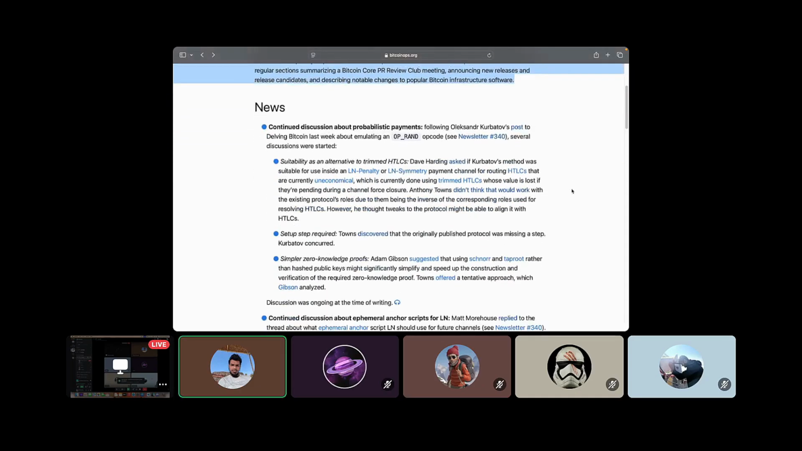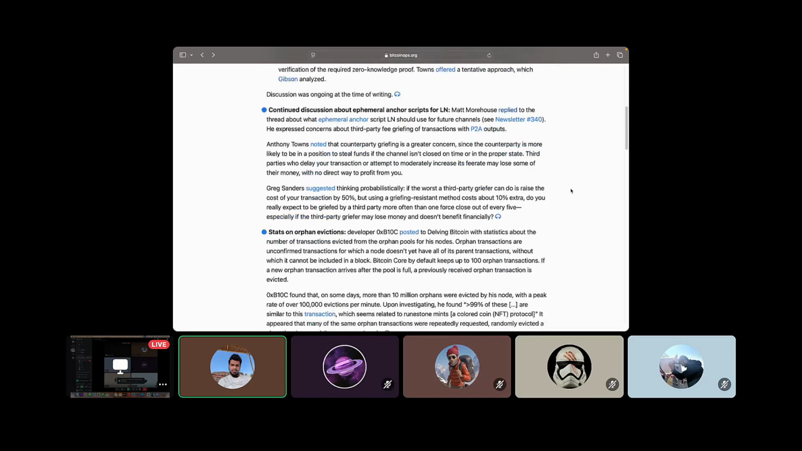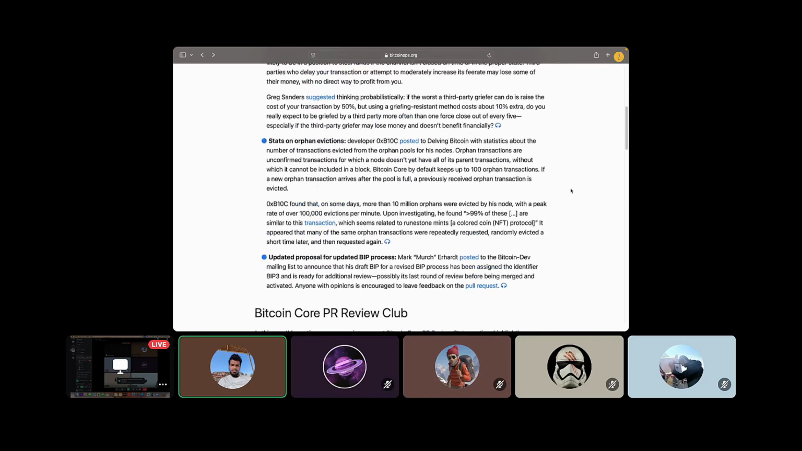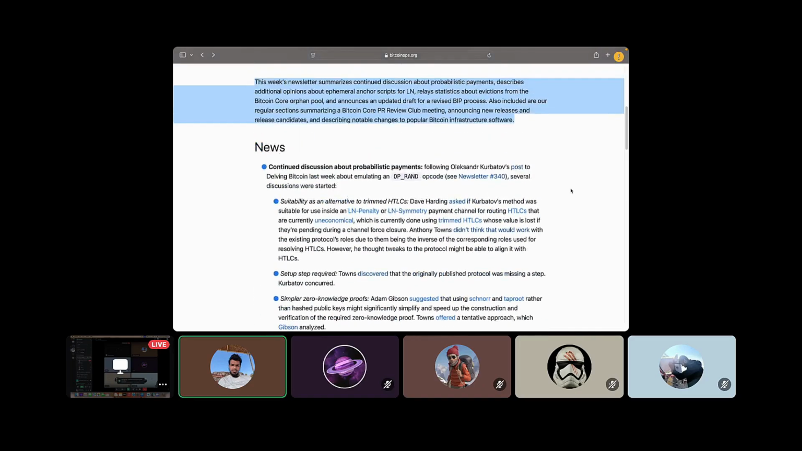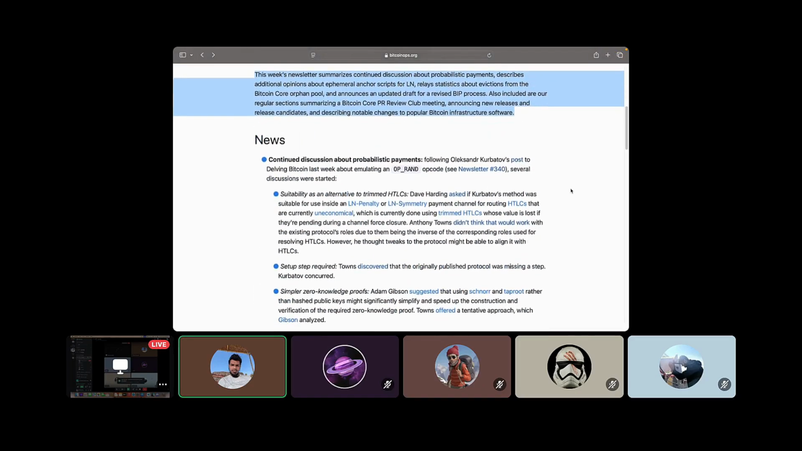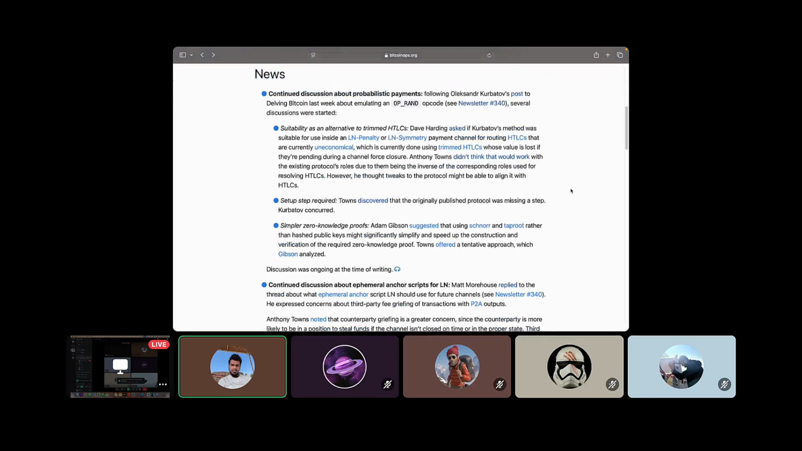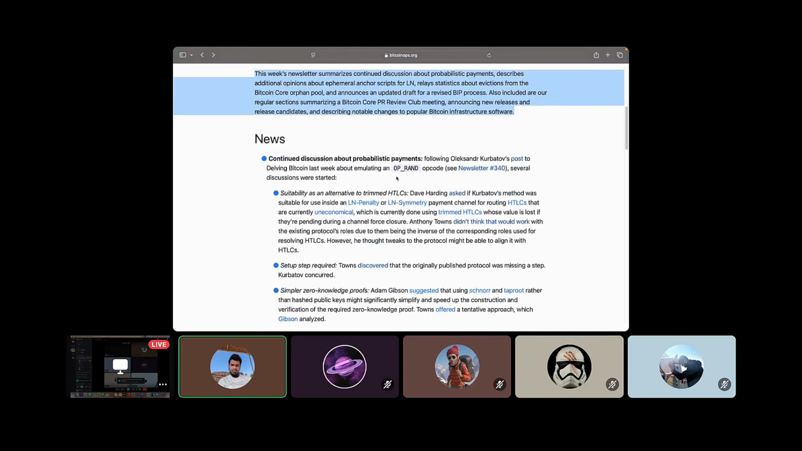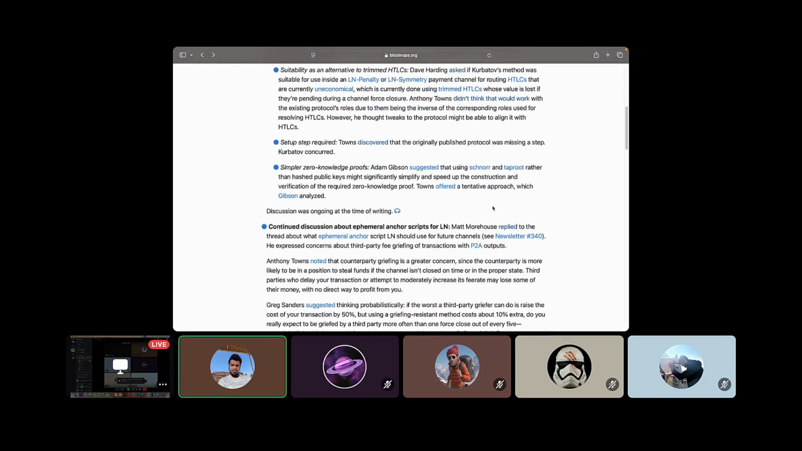All right, so there are two news articles which comprise the gist of the news section. Both of them are continuations of news articles that were covered last week. One is the continuation of the OP_RAND emulation news article that was mentioned in last week's newsletter 340, and the other is a continuation of the ephemeral anchor script for LN.